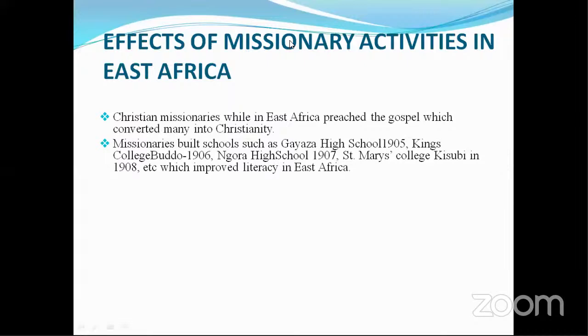Then we have Trebi. Sir, I was asking, apart from building schools, how did the missionaries also try to improve literacy in East Africa? Maybe they could do community work, but it is all through schools. Yeah, all through schools.